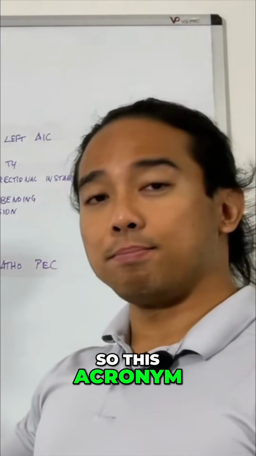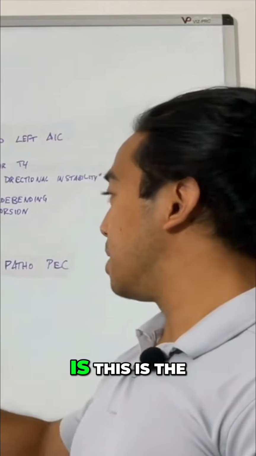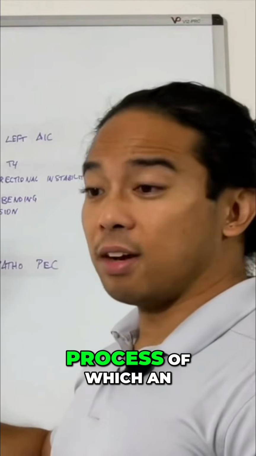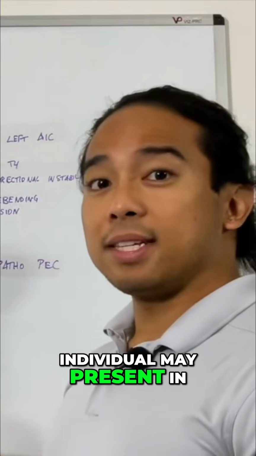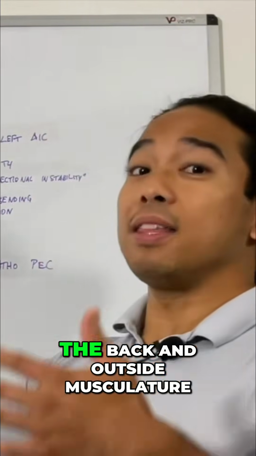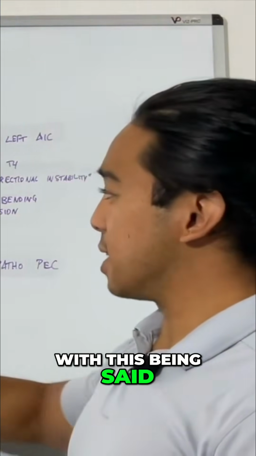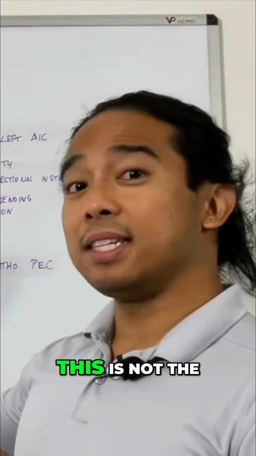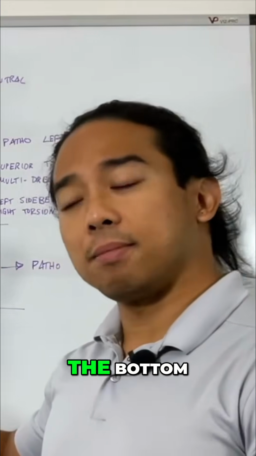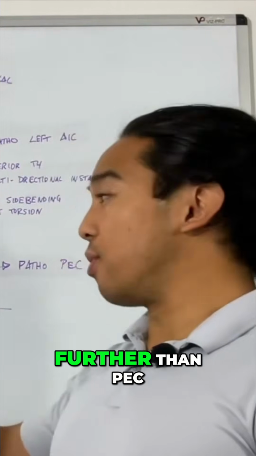So this acronym, PEC, posterior exterior chain. At its simplest, what we can understand is this is the process of which an individual may present in a certain bilateral status. So posterior exterior, the back and outside musculature. And then with this being said, we'll start here as this is not the baseline because it's at the bottom, but this is the 0 point, meaning you can't go further than PEC.